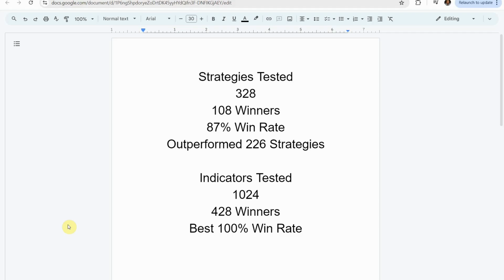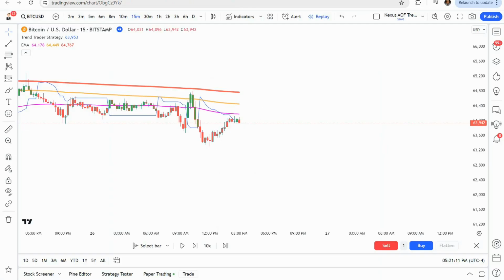And so far, since we've been keeping track, it has outperformed 226 of the other strategies that we have put it up against, every single one so far. We've also tested a total of 1,024 indicators, with 428 of them being winners.